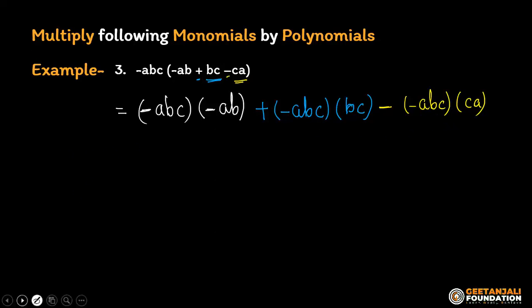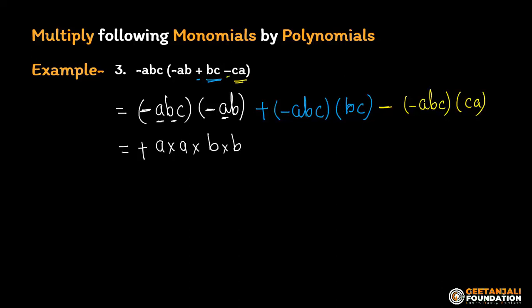So we have written this. Now let's simplify them. So first term, this is a multiplication of monomials. So you can see these two negative signs. When two negative signs are multiplied, it becomes positive. So I have written this positive. Now this a will be multiplied with this a. Let me write that. A times a, and this b will be multiplied with this b.